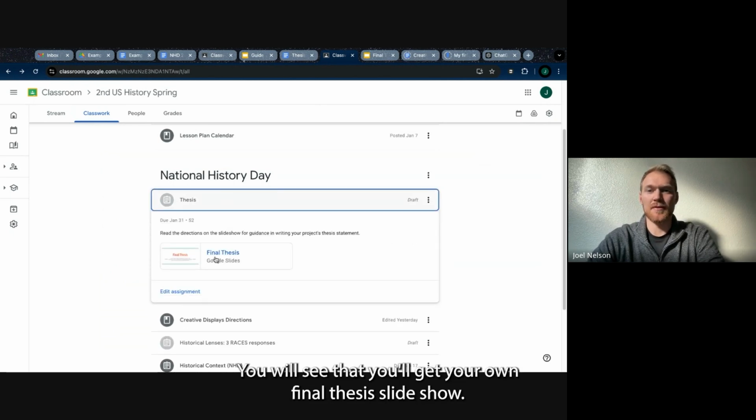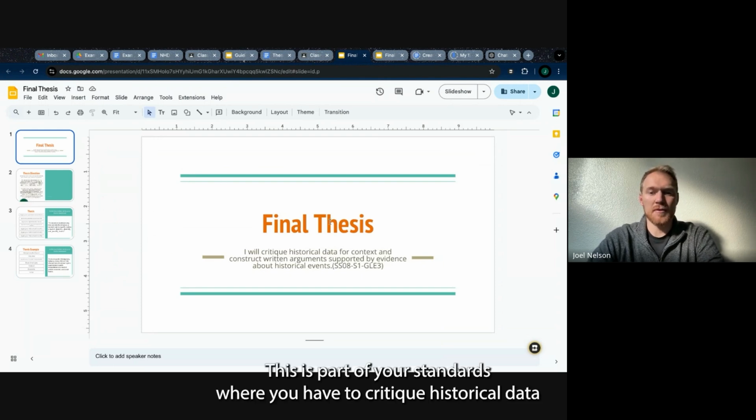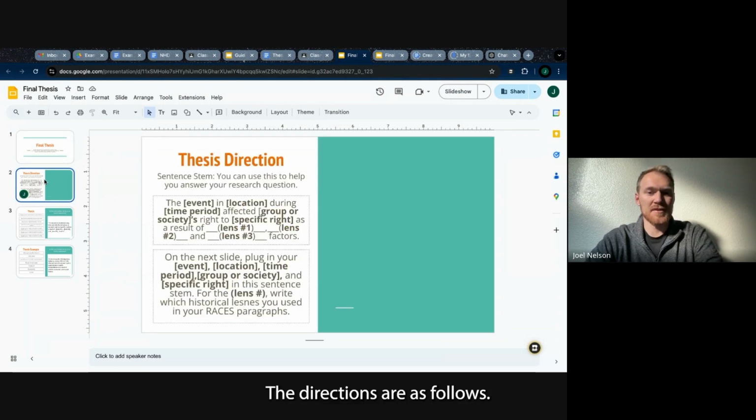You'll see that you'll get your own final thesis slideshow. This is part of your standards where you have to critique historical data in context and write a written argument that's supported by evidence. The directions are as follows.